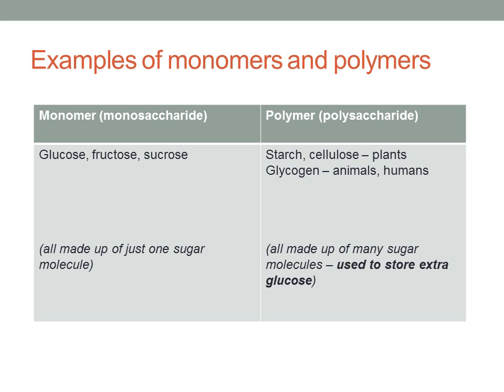These polysaccharides are really important because they are made up of many sugar molecules and used to store extra glucose. So in plants, we store extra glucose in the form of starch. But in our own bodies, we don't store it as starch. We actually store it as glycogen.